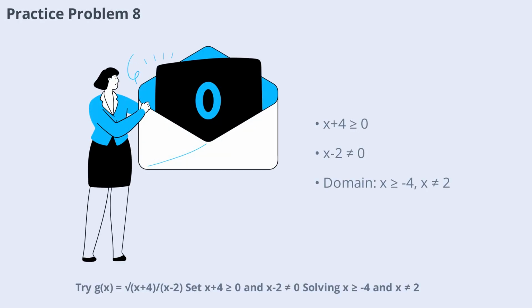Try g of x equals square root of x plus 4 over x minus 2. Set x plus 4 greater than or equal to 0 and x minus 2 not equal to 0. Solving, x greater than or equal to minus 4 and x not equal to 2. The domain is all real numbers greater than or equal to minus 4, except x equals 2. Combining restrictions is key for these types of functions.